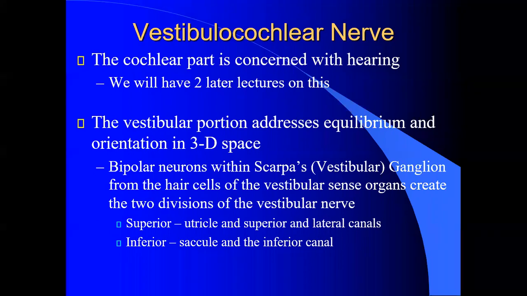I added in last night a major portion on the anatomy of Scarpa's ganglion, which wasn't even present in the last talk. So the vestibular portion of the vestibulocochlear nerve, the eighth nerve, addresses equilibrium and orientation in three-dimensional space. That's what we're going to be talking about now.